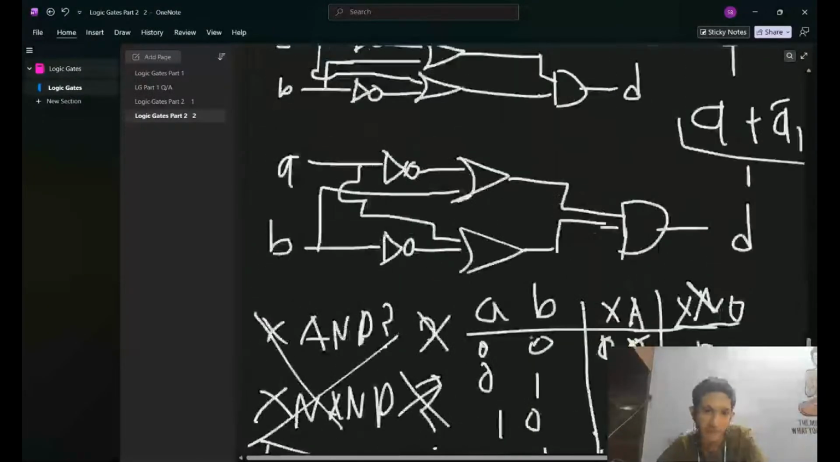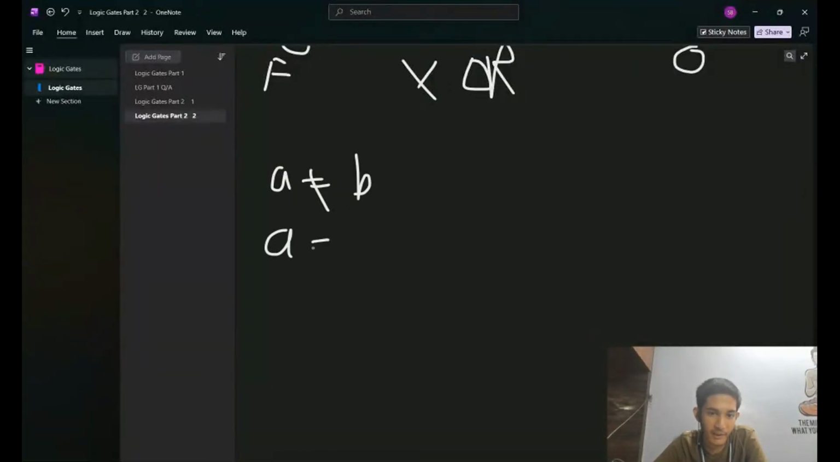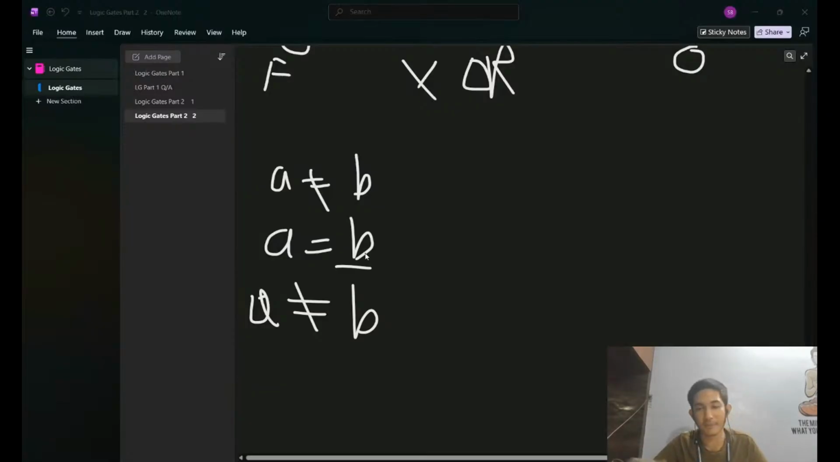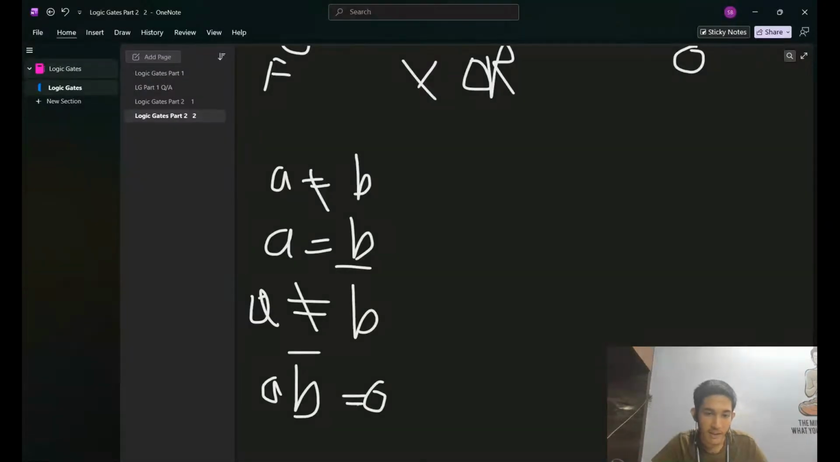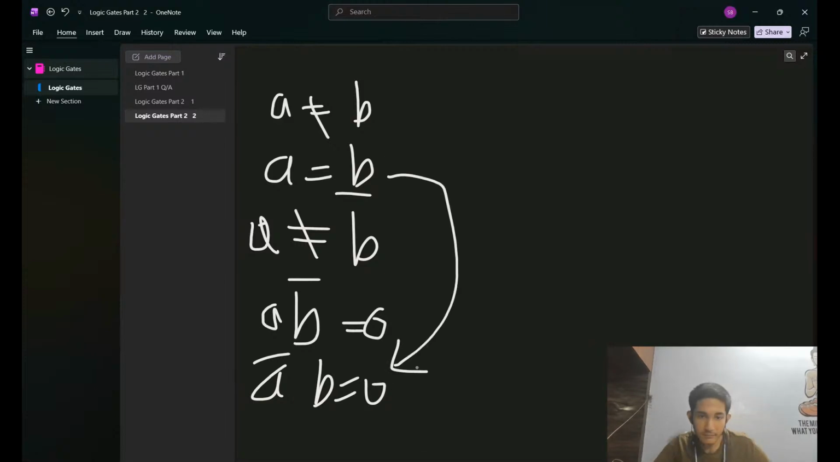But let's actually think about it. We want to make sure that A is not equal to B. So if A is equal to B, then that means A will not equal B naught, right? In fact, it will be the opposite of B naught. So that means A times B naught will always be 0. Same thing here: A naught times B will always be 0 if A is equal to B. However, if A is not equal to B, then one of these will be 1, right?